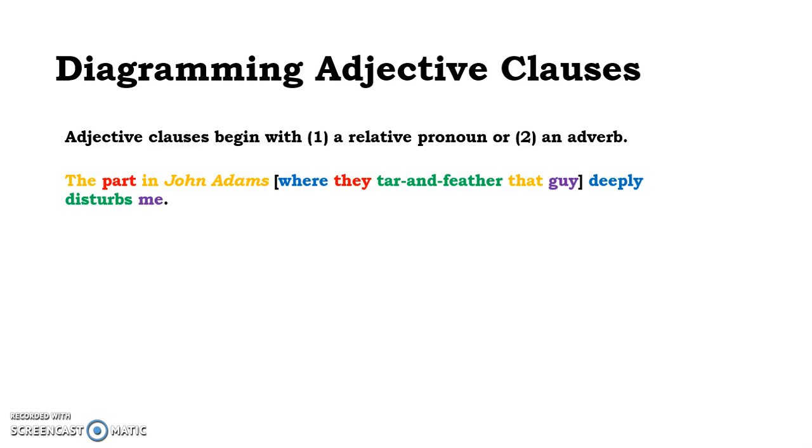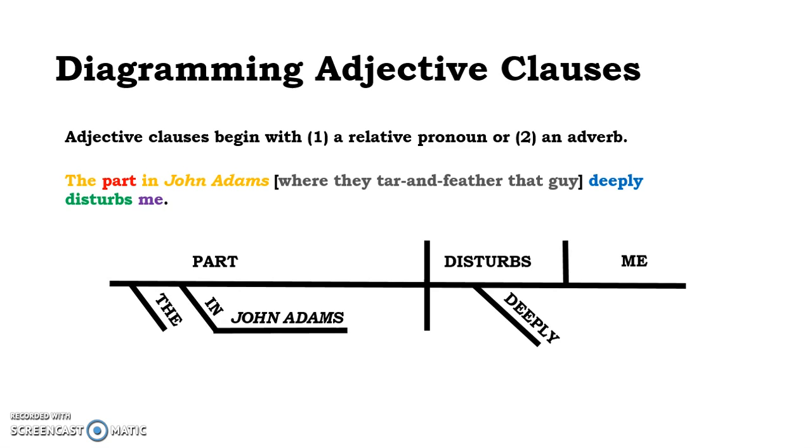Let's go through first with everything outside the brackets. We have disturbs as the verb, part as the subject, and sundry other parts of speech. It goes like this. Part as subject, disturbs as verb, me is a direct object, deeply as an adverb modifying disturbs, the in John Adams. Here are two adjectival elements, the and in John Adams. John Adams being a movie or a miniseries.